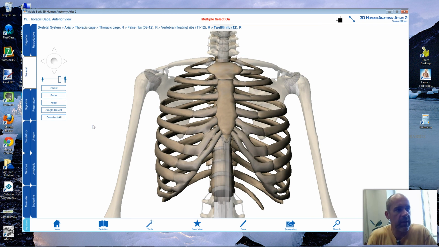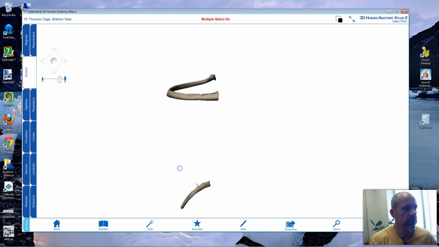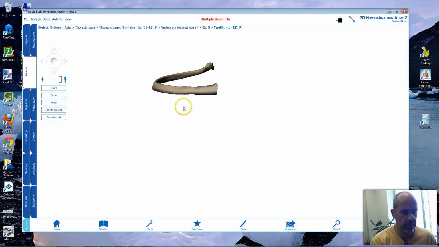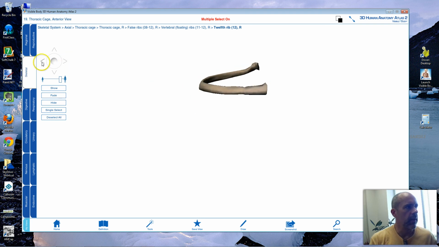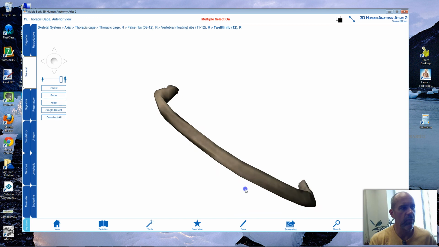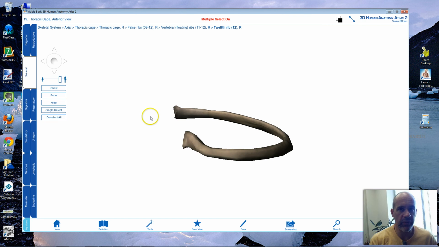Okay, the next thing we need to talk about are some features of an individual rib. So let me select one rib over here, and I'm going to get rid of everything else. All right, so let's zoom in on this rib over here. Let me get it centered. This is actually the anterior portion of the rib, and this is the posterior portion. Let me rotate this rib around, and now we're looking at the posterior portion of the rib.